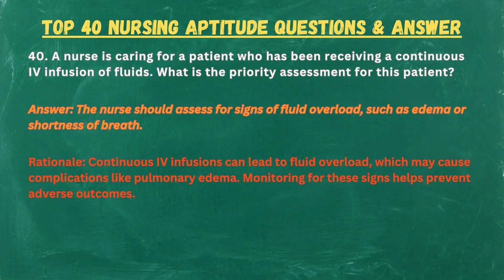40. A nurse is caring for a patient who has been receiving a continuous IV infusion of fluids. What is the priority assessment for this patient? Answer: the nurse should assess for signs of fluid overload, such as edema or shortness of breath. Rationale: continuous IV infusions can lead to fluid overload, which may cause complications like pulmonary edema. Monitoring for these signs helps prevent adverse outcomes.